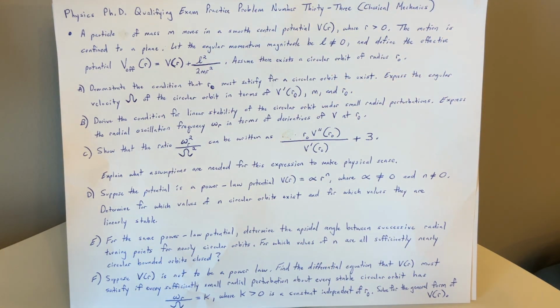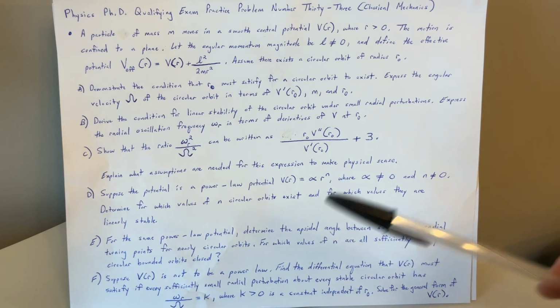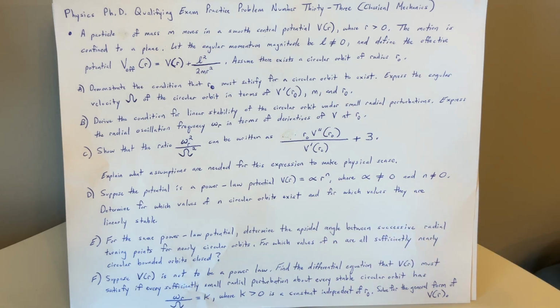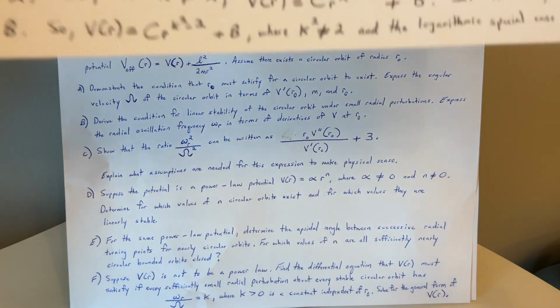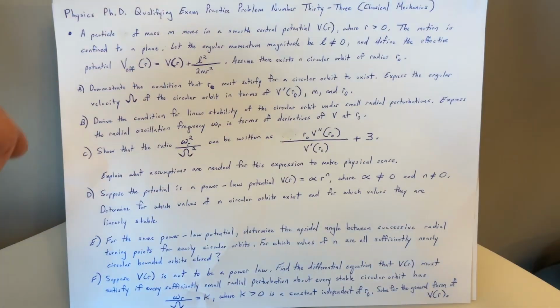So for part E here, it says for the same power law potential, determine the apsidal angle between successive radial turning points for nearly circular orbits. For which values of n are sufficiently nearly circular bounded orbits closed? Some say apsidal, some say apsidal. Okay, so for this, part E.